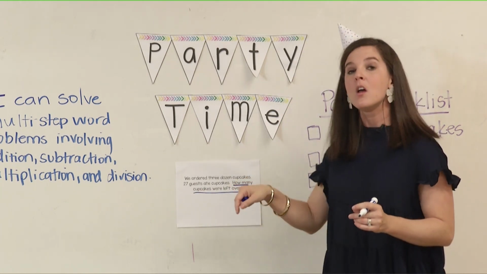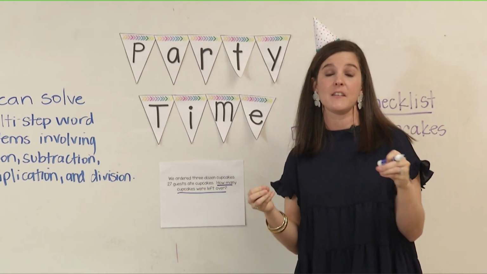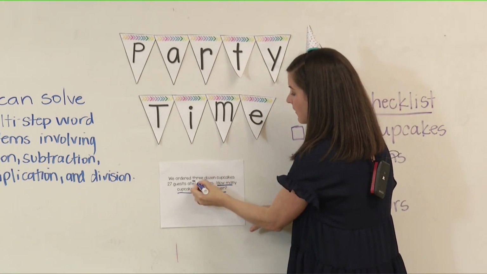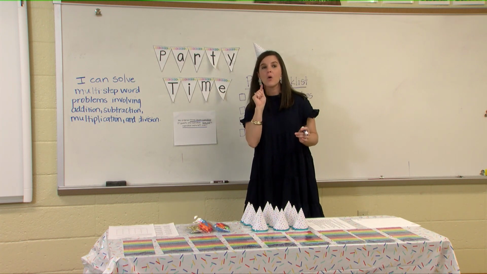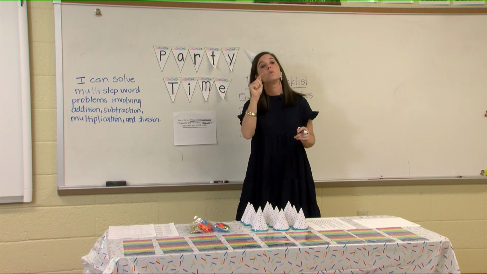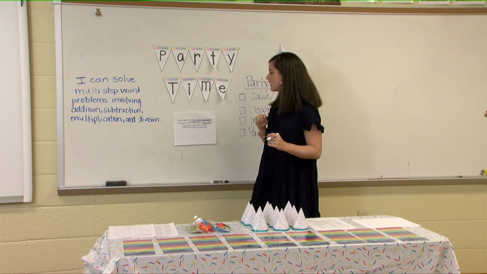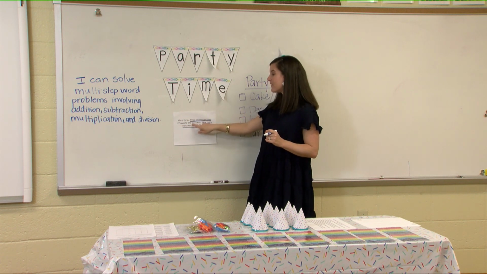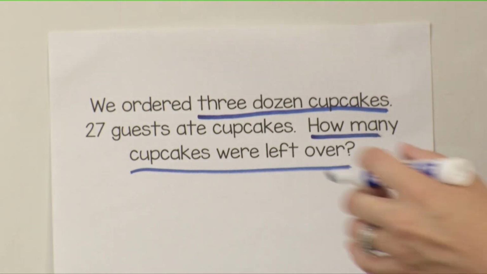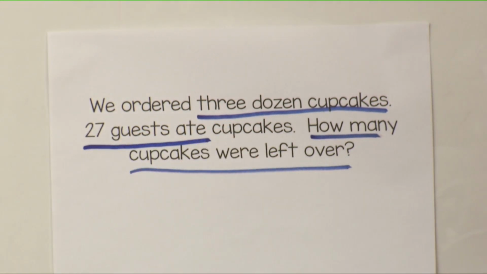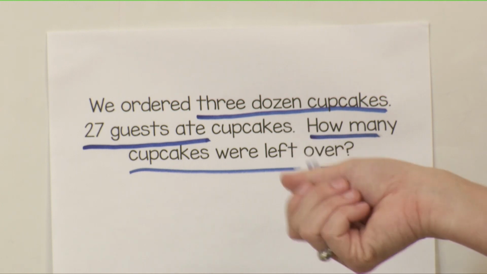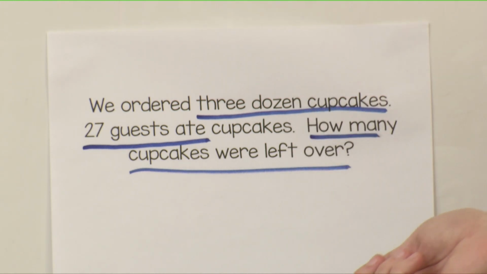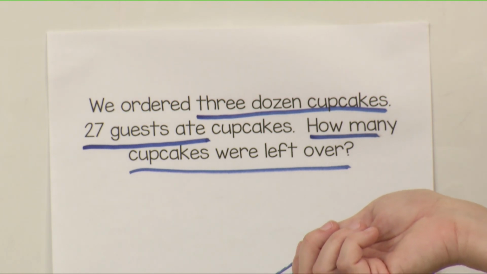Well, it says we ordered 3 dozen cupcakes, okay? This is our first piece of information. That's what we know. Now, some of us know already what 3 dozen is, or at least what 1 dozen is. And some of us may not know, and that's okay. We're going to look at that in just a minute. Then it says 27 guests ate cupcakes. Okay, so 27 guests are going to eat the cupcakes. Well, we want to make sure we have enough and that we're going to have some left over. So how can we figure that out? What can we do with these numbers, these amounts that we know, to figure out how many are going to be left over? Think about that for a minute. What would we do?